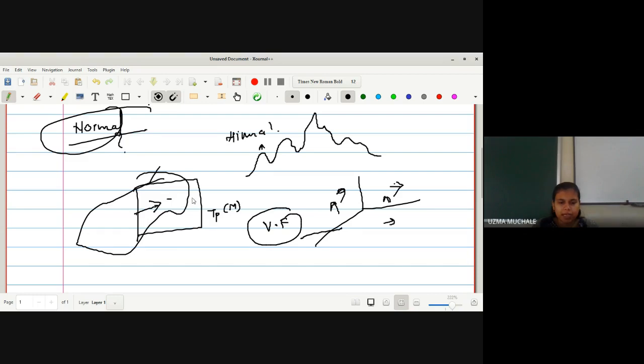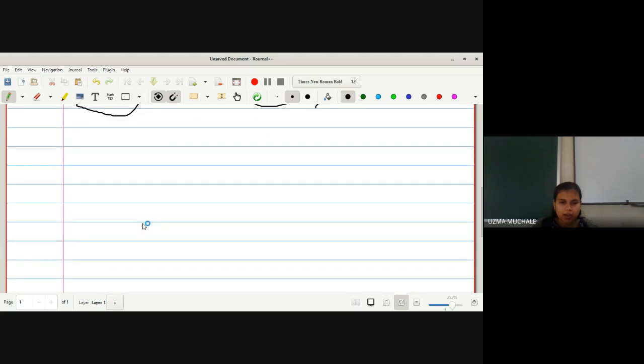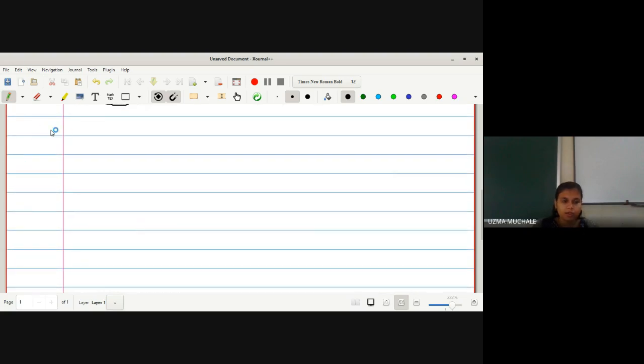Okay, so for this tangent plane, the vector Z which is normal to the tangent plane will work as a normal to the surface. Okay, this is a simple definition: normal to the plane will work as a normal to the surface. Okay, now let us go for finding how to find the normal to the surface.